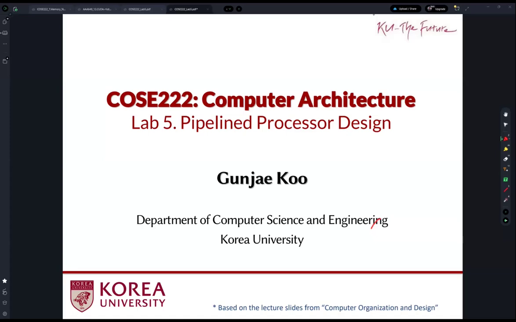Okay, and then based on this design, we can implement the five-stage pipeline architecture.